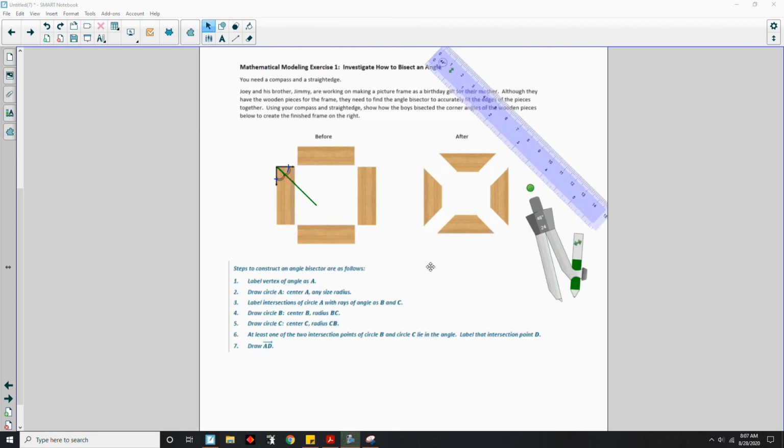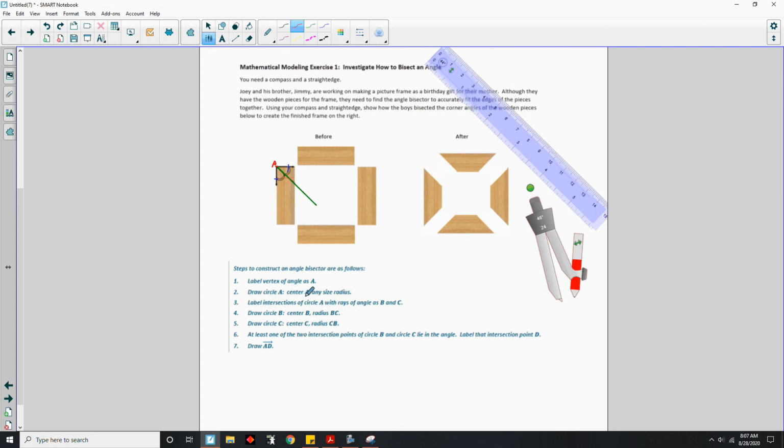Okay, so I brought in the steps. 1, label the vertex of angle as A. So now I'm going to follow these steps and show you what I did. Label the vertex A, that's this point right here. Draw circle A, centered at A, any size radius. Okay, that was the blue I did. I didn't do an entire circle, but if I did, it would have created these arcs here. I've just done this enough times where I know that that circle would intersect both rays.